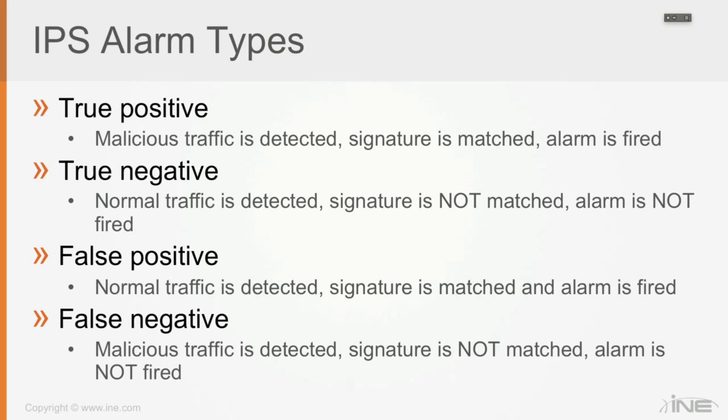It's an erroneous response from the IPS point of view. So false positive means that because it's positive, an alarm was fired, but actually it was fired when normal traffic was detected. Positive means again that an alarm was fired, but because it's false positive, it means it shouldn't have been fired. So a false positive shows up when the IPS detects normal traffic, the signature is matched unfortunately, and an alarm is fired unfortunately, when it shouldn't be the case.